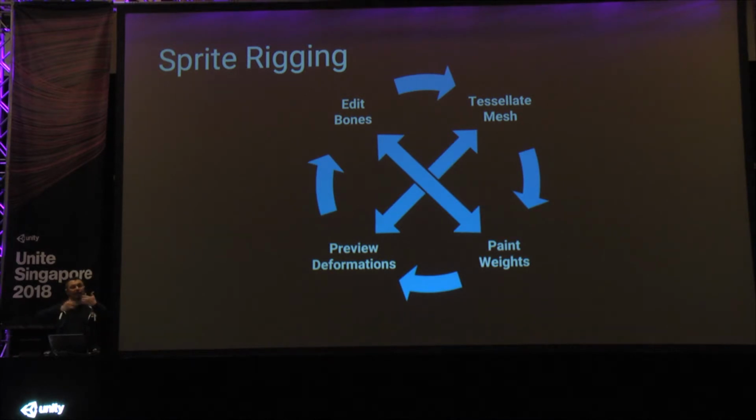You want to be able to build that relationship between the bones and the vertices on that sprite so that you know, okay, if I move this bone, how will it deform? Which vertices are under its control? And as you go, you want to preview all the time, because it's a refinement process, right? You'll get there in stages.